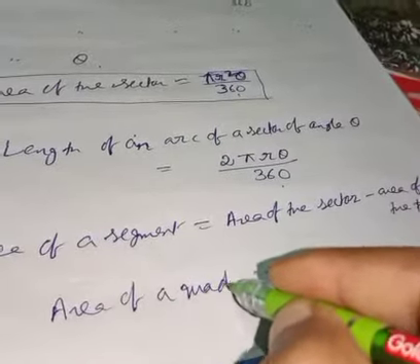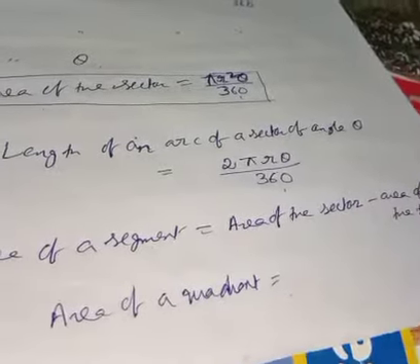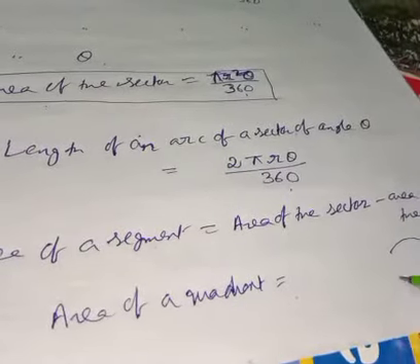Again, area of a quadrant. First you have to know the meaning of quadrant. Suppose you have a circle.